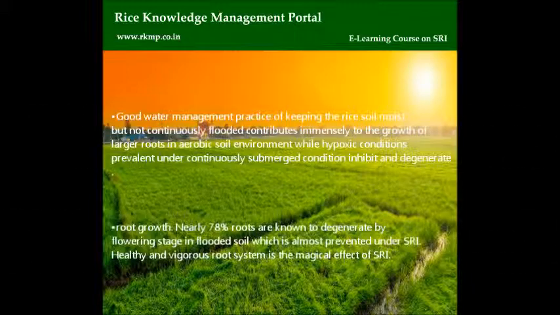Good water management practice of keeping the rice soil moist but not continuously flooded contributes immensely to the growth of larger roots in aerobic soil environment, while hypoxic conditions prevalent under continuously submerged condition inhibit and degenerate root growth. Nearly 78% of roots are known to degenerate by flowering stage in flooded soil, which is almost prevented under SRI. Healthy and vigorous root system is the magical effect of SRI.